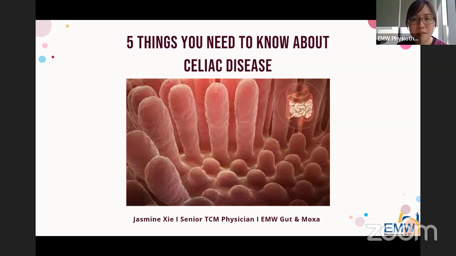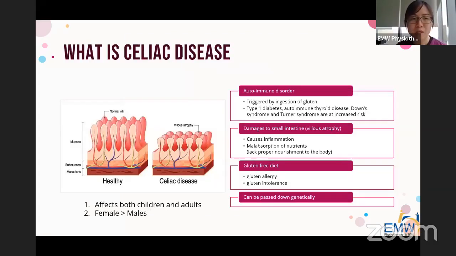So what is celiac disease? Celiac disease is an autoimmune disorder that causes inflammation and destruction of the small intestine upon ingestion of gluten, which is found in wheat, rye, and barley.